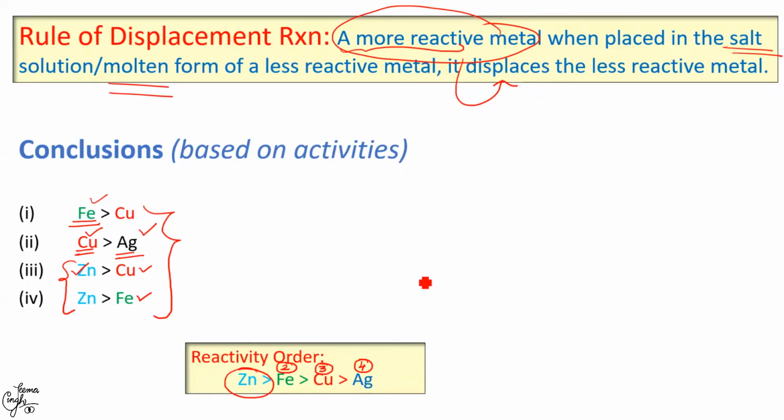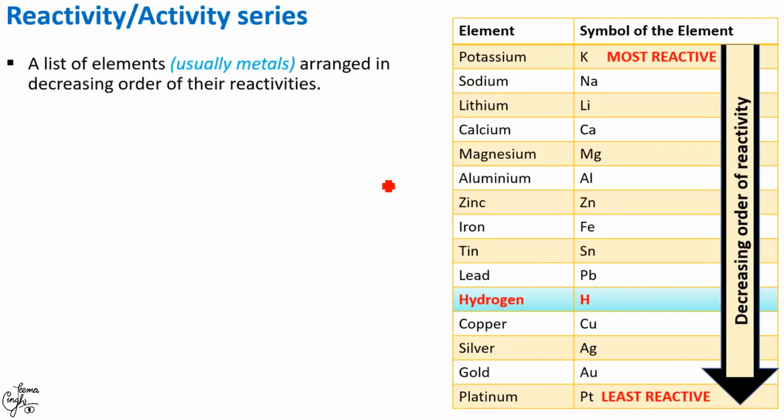My dear students, similarly by conducting several sets of displacement reactions, we can ultimately arrive at the detailed reactivity series of metals. So on the basis of reactivity of different metals with oxygen, water, acids, and finally displacement reactions, the chemists have been able to arrange the metals in order of their decreasing reactivity.